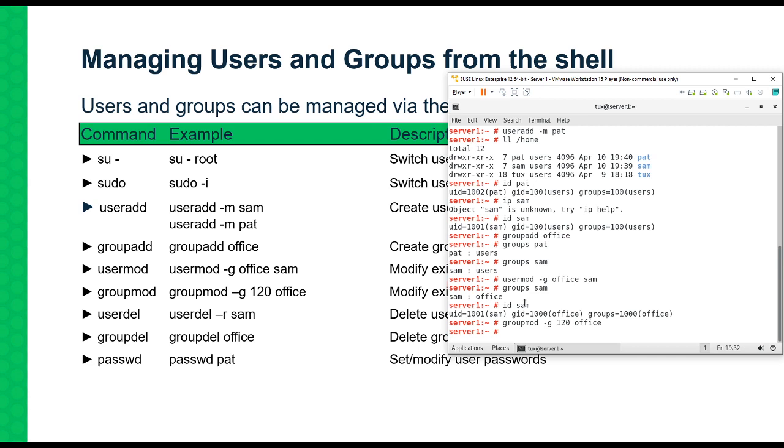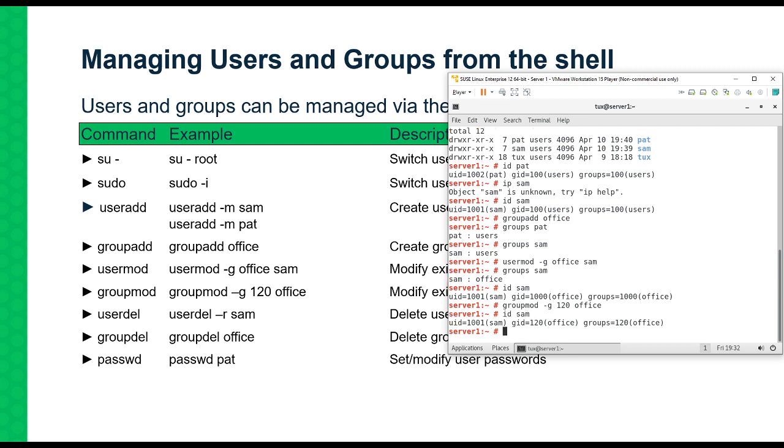Now we know that Sam is part of this group, so to view that quickly, the easiest is just do an id on Sam. And now we can see we were able to change the group ID with this command.